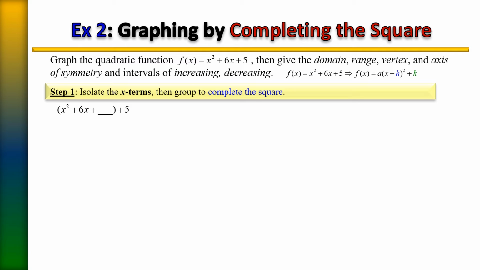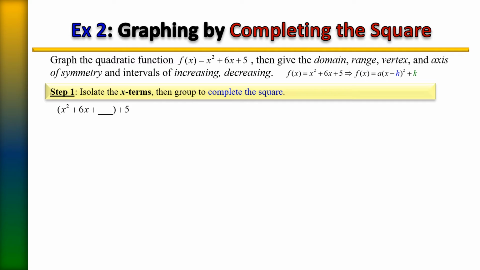Recall, you look at the middle term and you say, what's half of 6? Half of 6 is 3. Now square that number. 3 squared is 9. So that means my missing number to complete that square would be positive 9 there. Now, if I add 9 to that, I need to also subtract 9 from that.